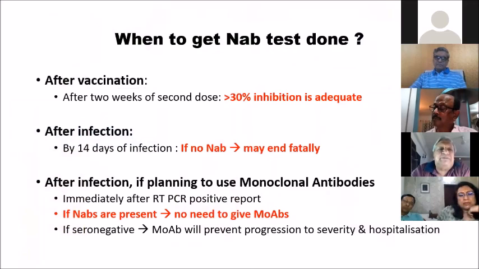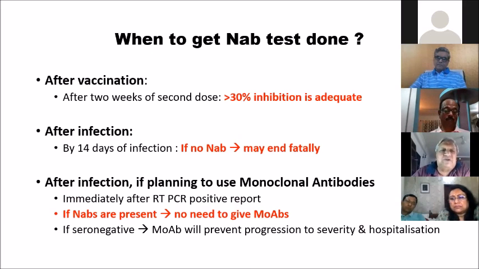So when should the test be done? After vaccination, after at least 2 weeks of second dose, you are looking for more than 30% inhibition, which is adequate for protection. After infection, by day 14, if there are no neutralizing antibodies, this might lead to problems. And after infection, if planning to use monoclonal antibodies, immediately when RT-PCR is positive, you test for the presence of neutralizing antibodies. If they are absent, then monoclonal antibodies will be life-saving. If they are present, then monoclonal antibodies are not required.